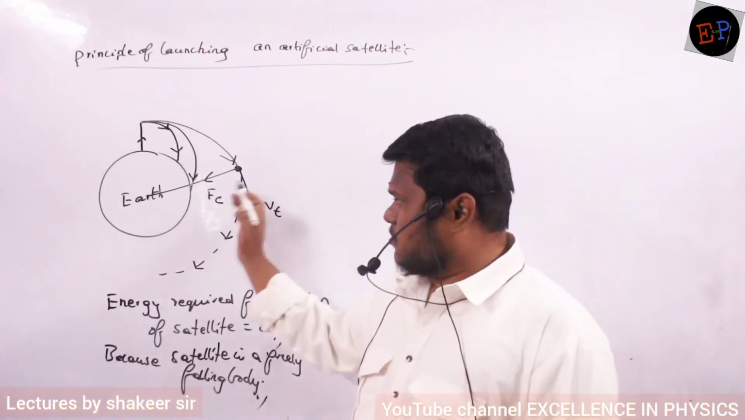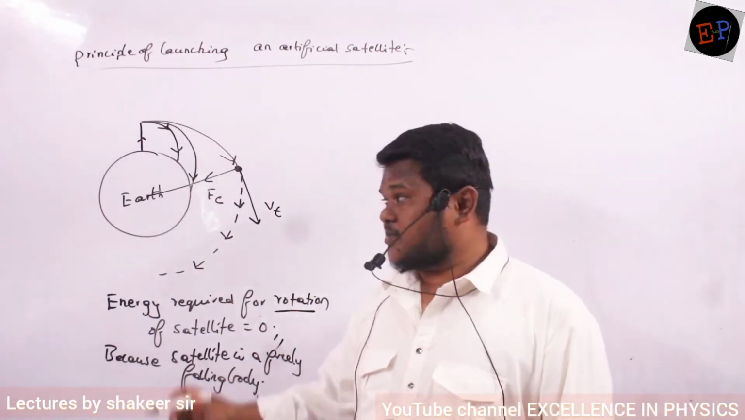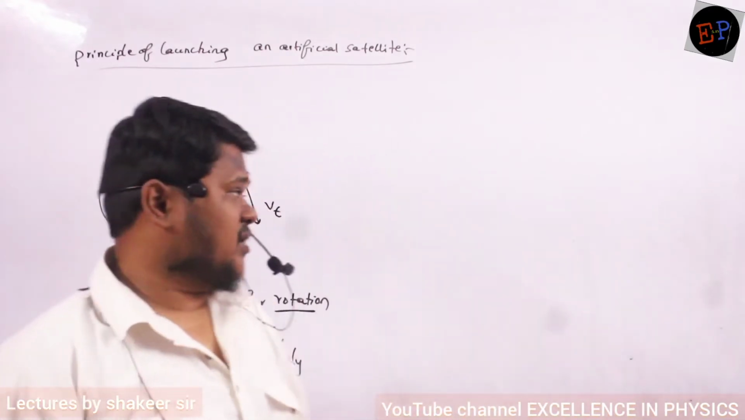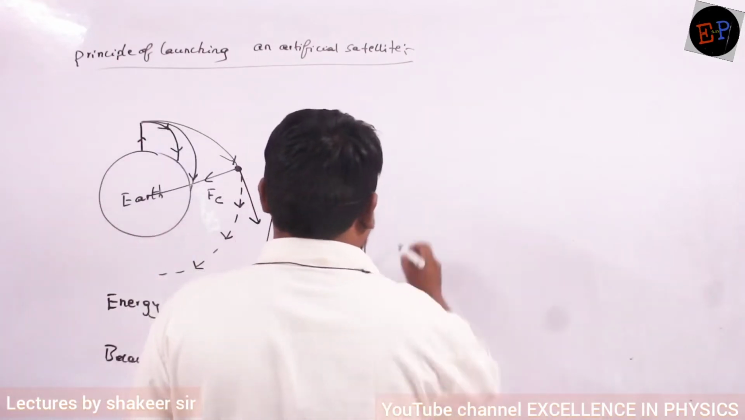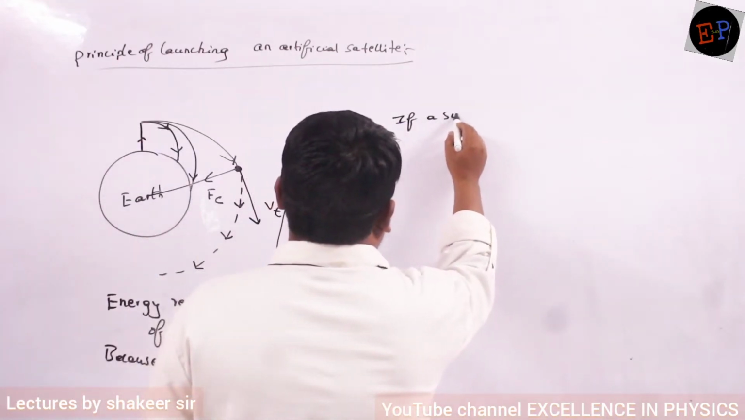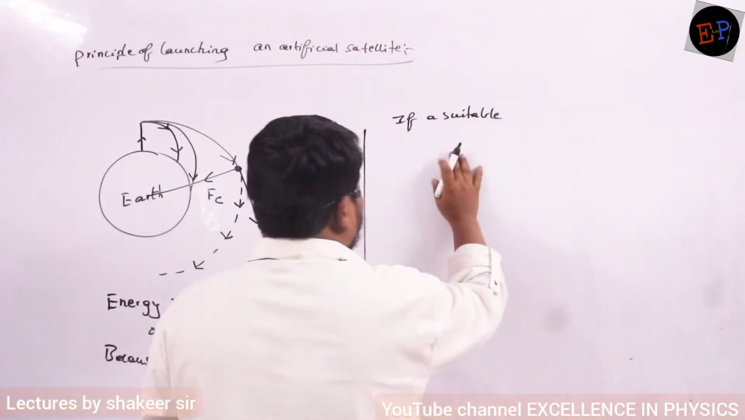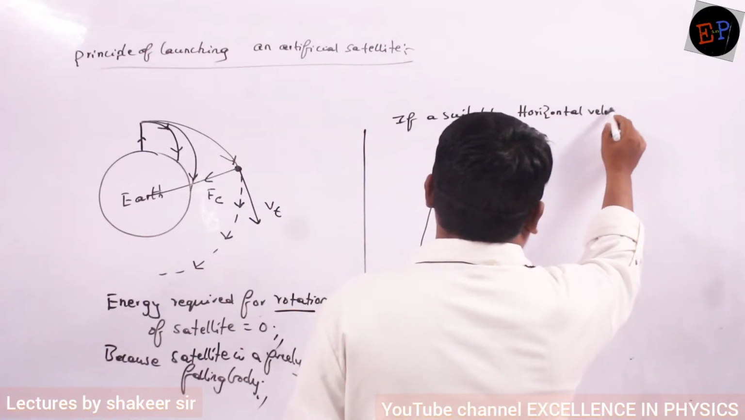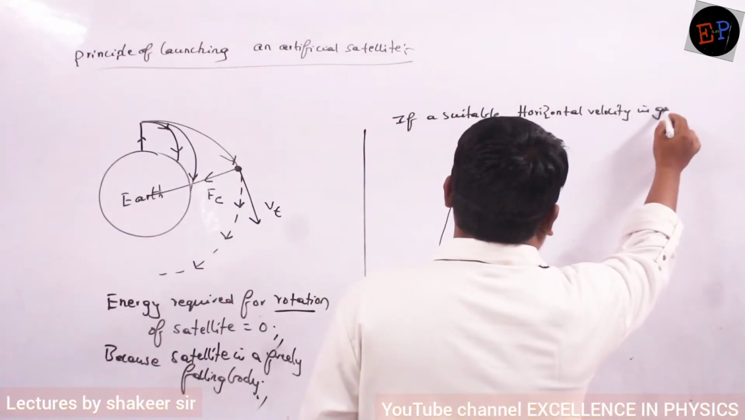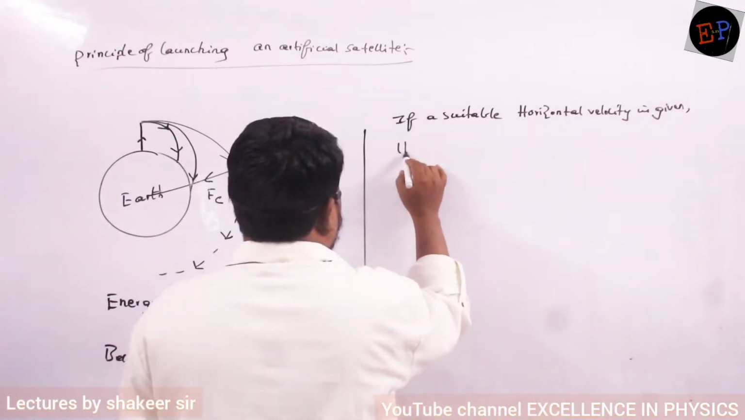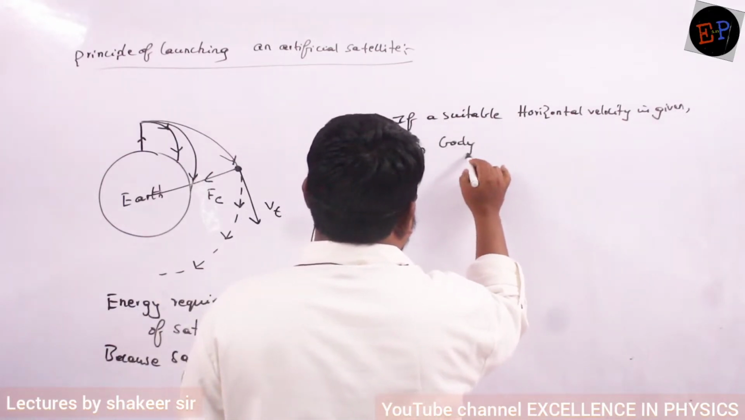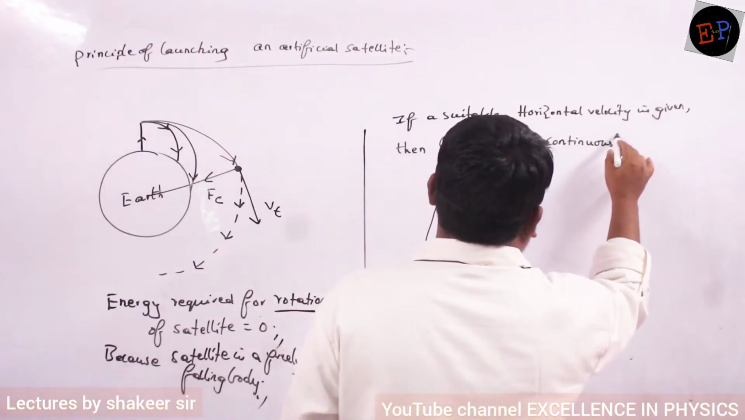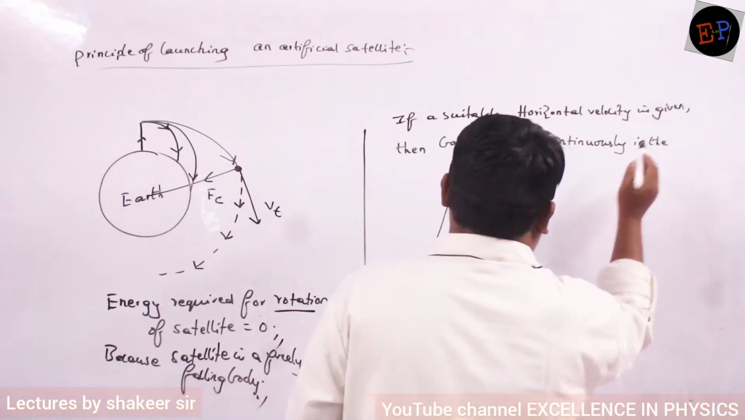Based on that only we will derive orbital velocity. Based on this concept of centripetal force, we derive orbital velocity. Understood? So write down. If a suitable horizontal velocity is given, then the body falls continuously along the curvature of Earth.